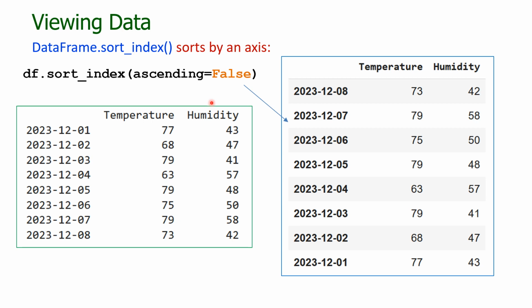Next, let us see how to sort a data frame. The sort_index method in Pandas is used to sort a data frame by its index. By default, it sorts the data frame along the rows based on the index values, and this method returns a new data frame with the rows reordered.